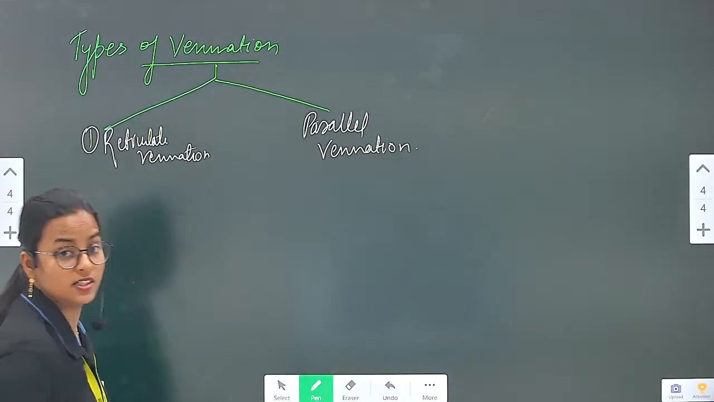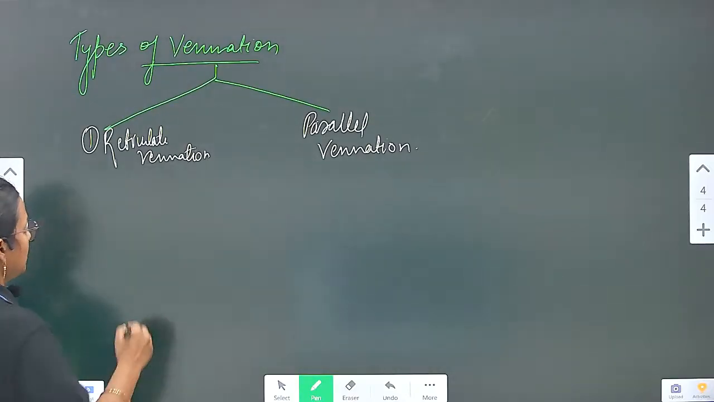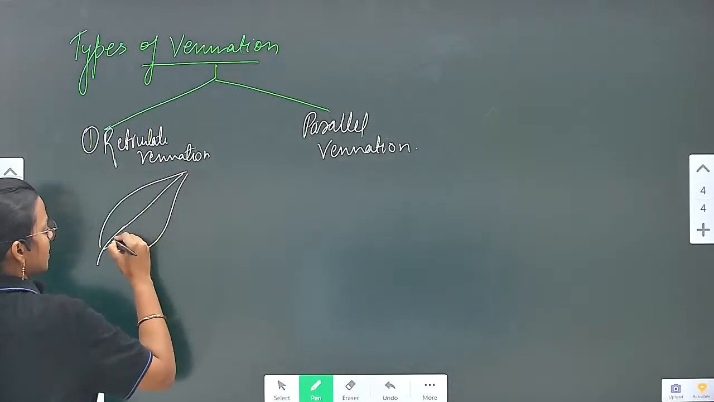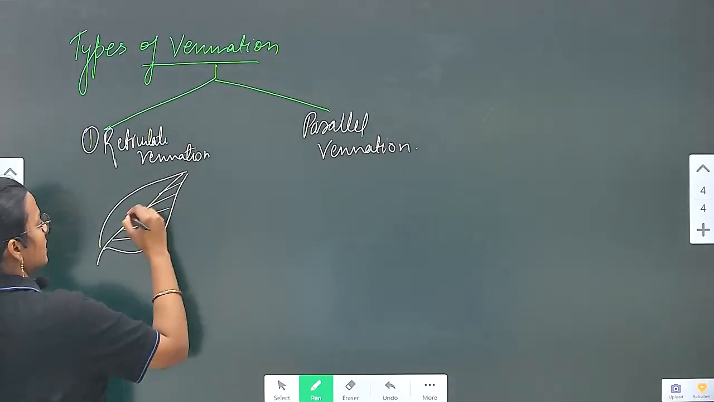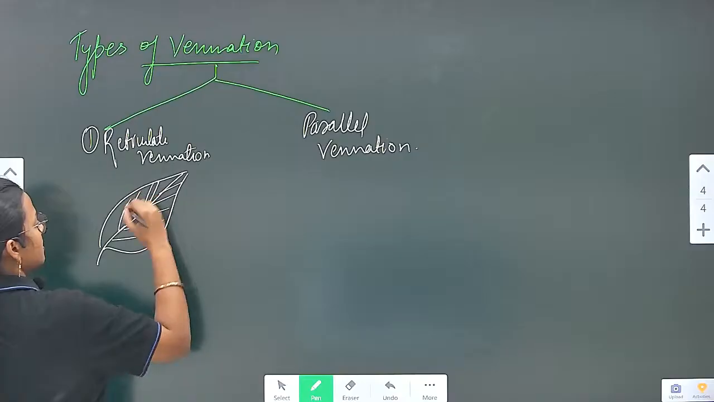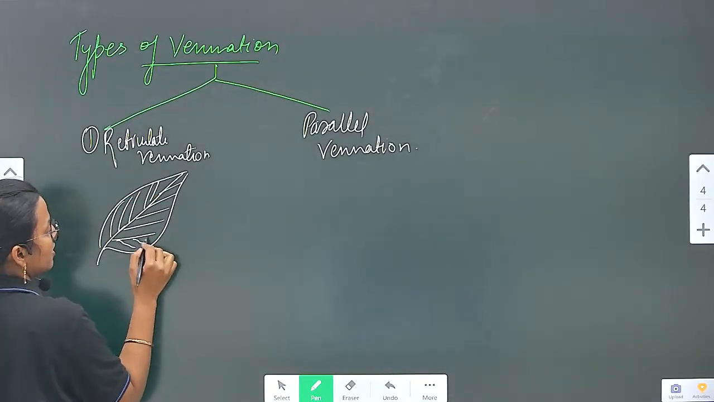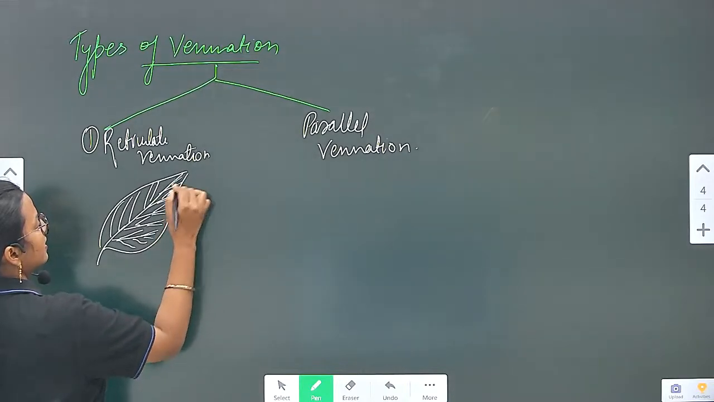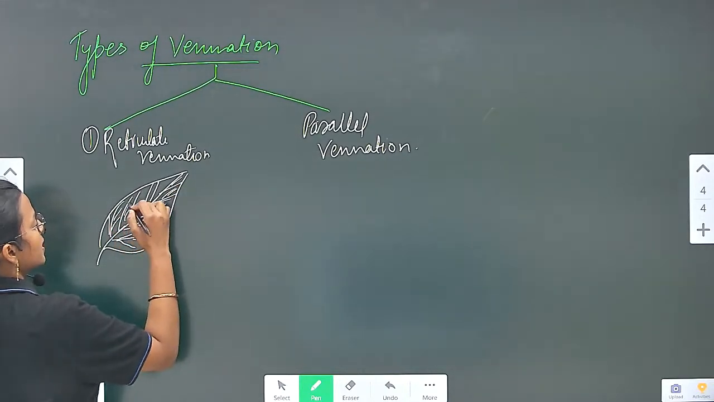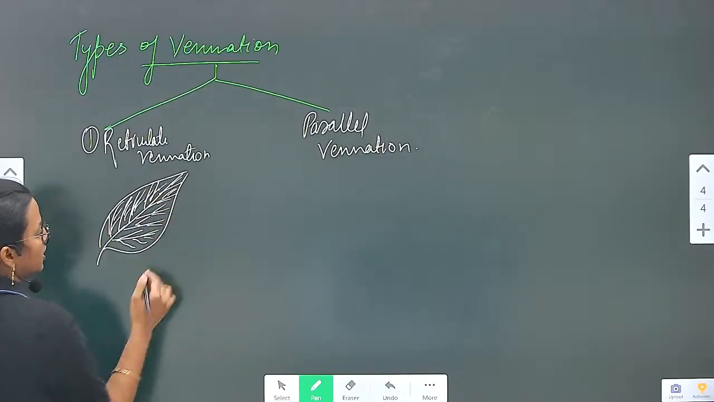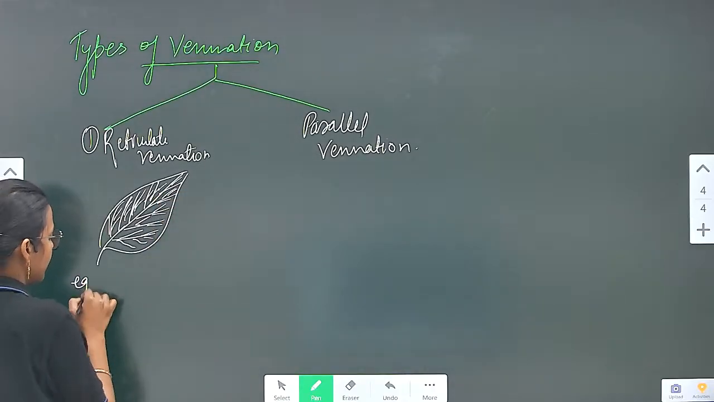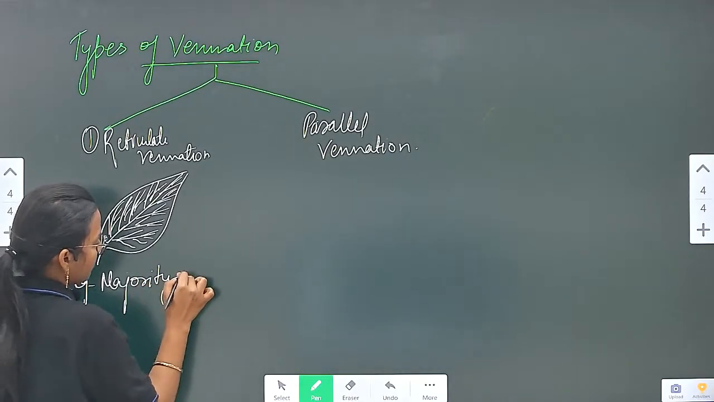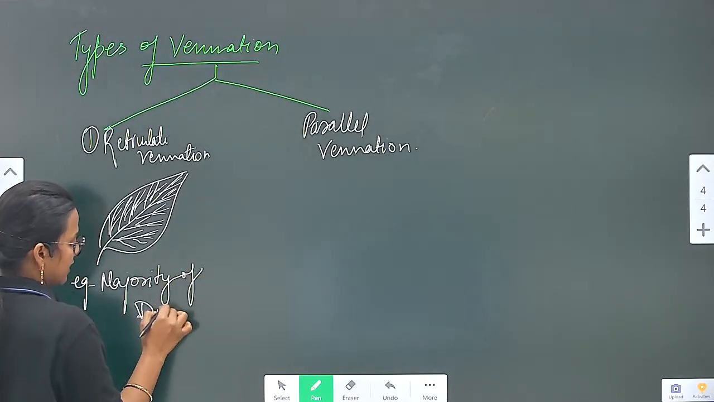See, in reticulate venation, the leaf and its midrib make this network. It can even bear further fine veins like that, and thus it makes the network. The example is the majority of dicot plants.